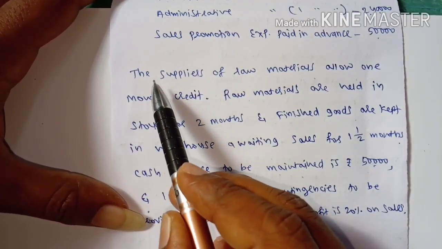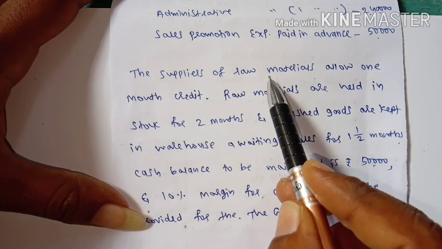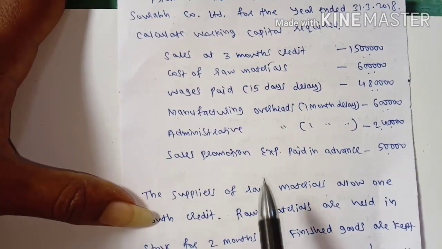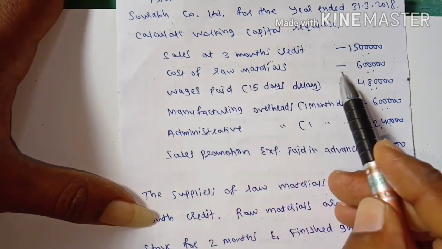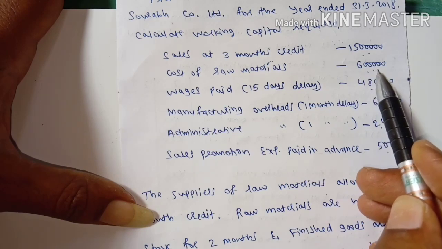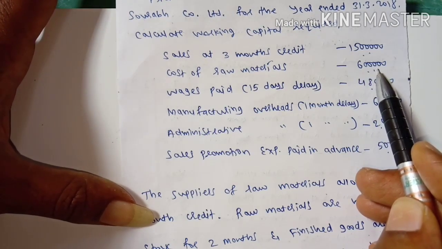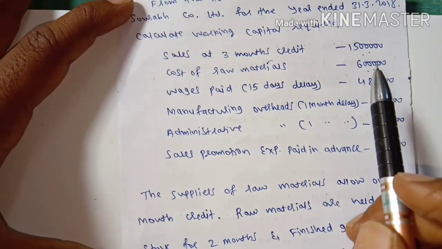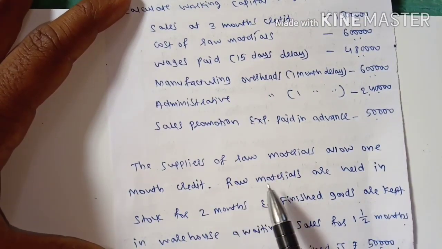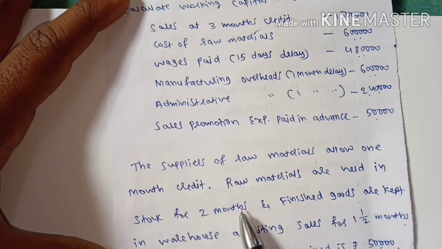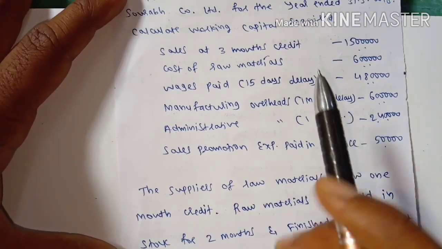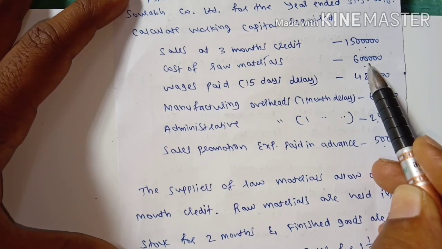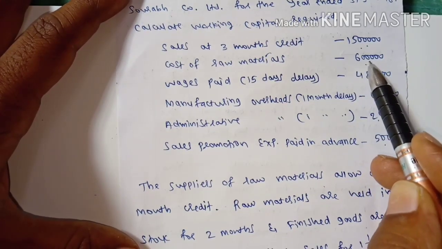Now here the information is given. The suppliers of raw materials allow 1 month credit. Okay, so whatever raw material is purchased by Saurabh and Company, the 6 lakh rupees raw material is purchased, and the suppliers, that is creditors, allowed 1 month credit for payment purpose. Next, raw materials are held in stock for 2 months. So whatever this 6 lakh cost of raw material is there, these raw materials are kept in stock for 2 months.